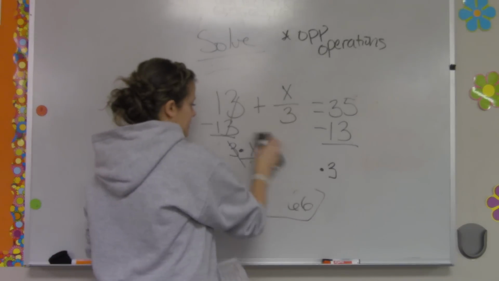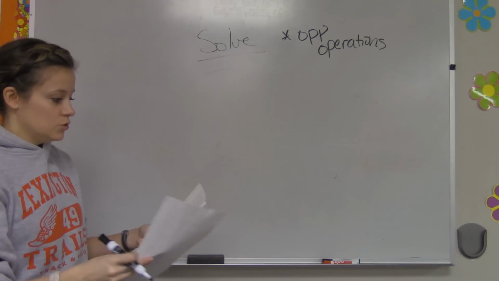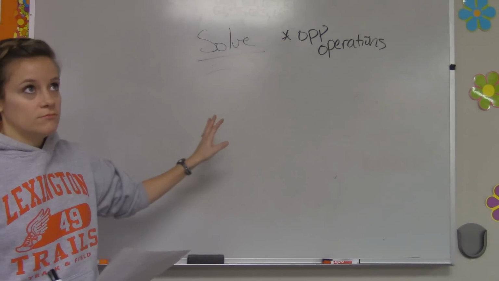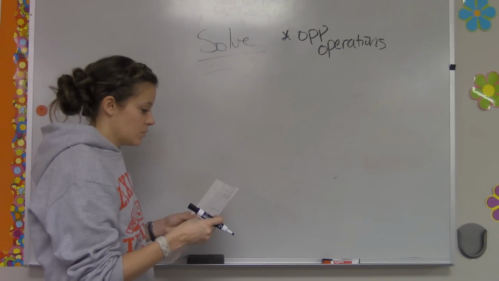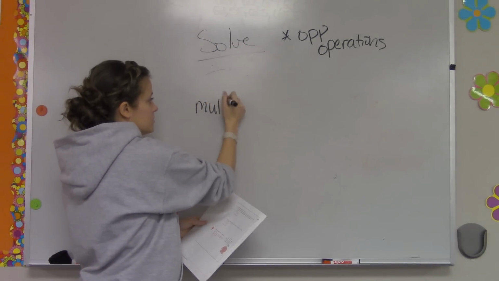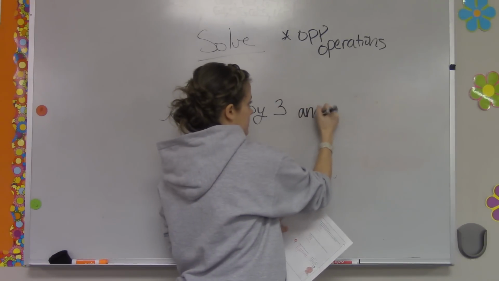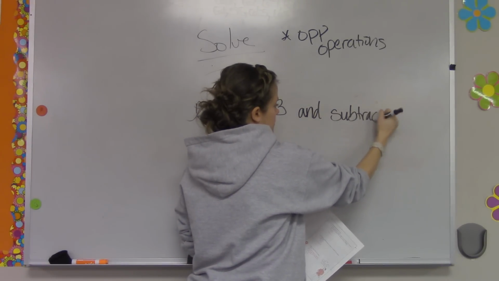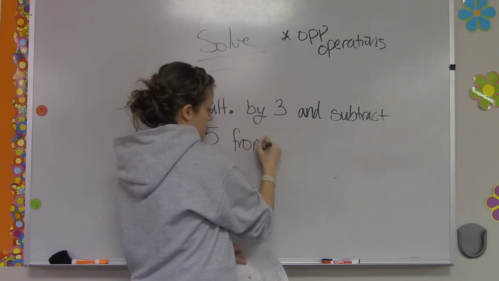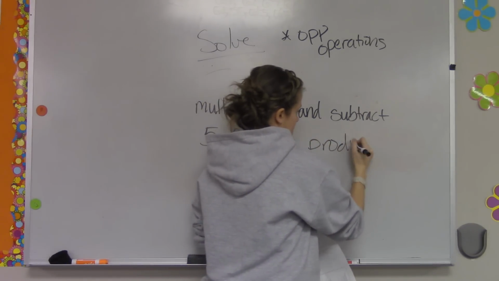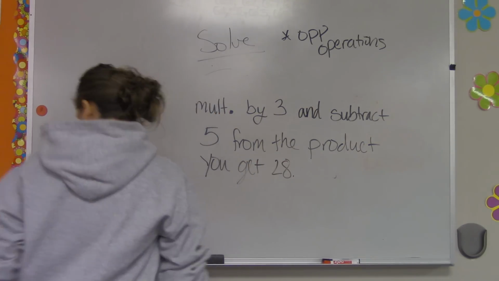Okay, one last thing here. Sometimes you might be given a short little word problem, and you can use solving equations to figure this out. So I'm not going to write the whole word problem out for the sake of time, but it says, what is the number that when you multiply by 3 and subtract 5 from the product, you get 28. Sorry, you have to watch me write all this out.